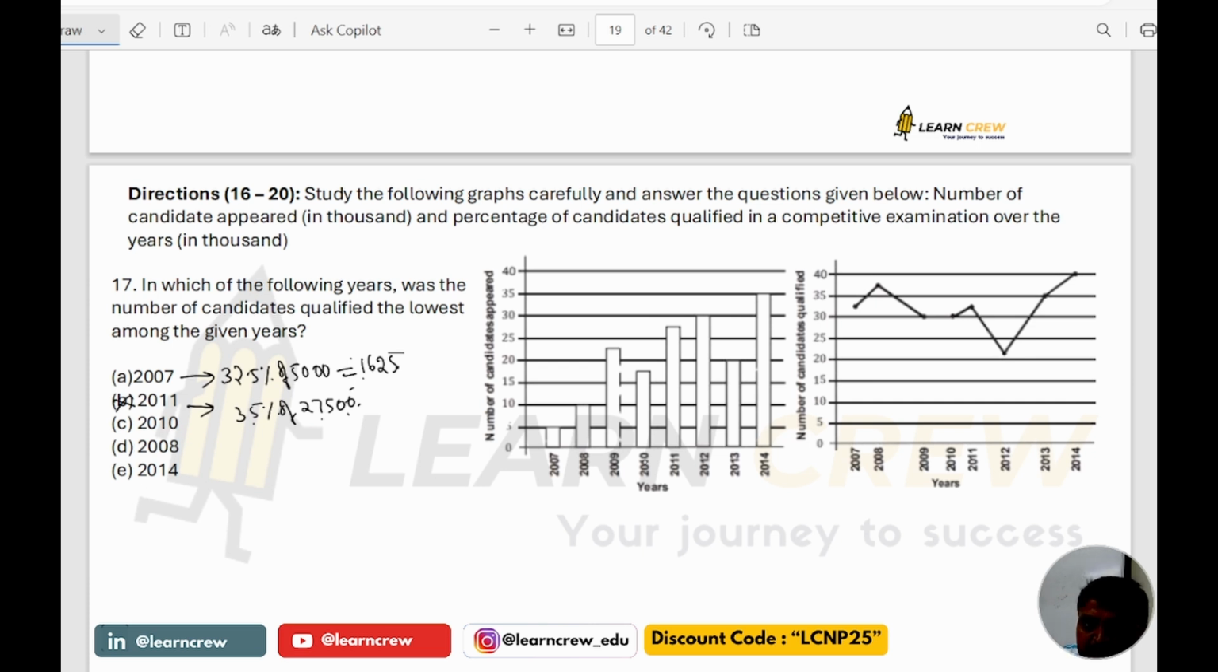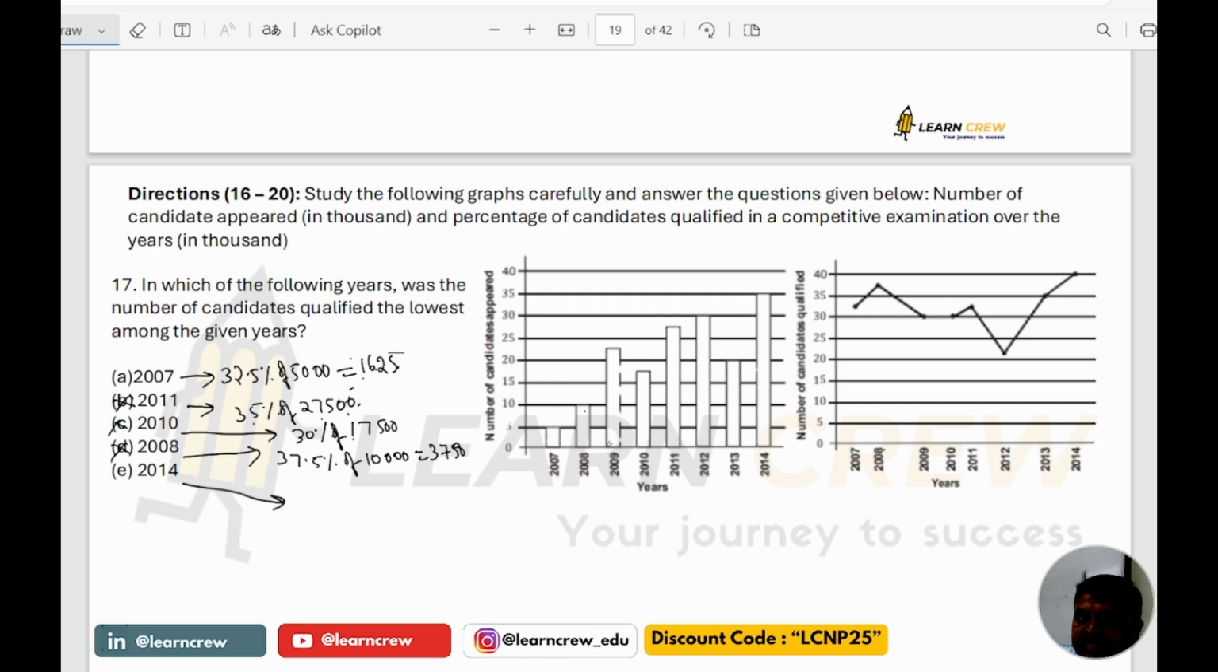In 2010, appeared are 17,500, and out of them qualified are 30%. So 10% of 17,500 itself is 1750. So definitely 1625 is less than this. So this is not the answer. In 2008, if you see, appeared are 10,000. Out of them qualified are 37.5%, which is 3750. So it is also not the least. So it is not the answer.